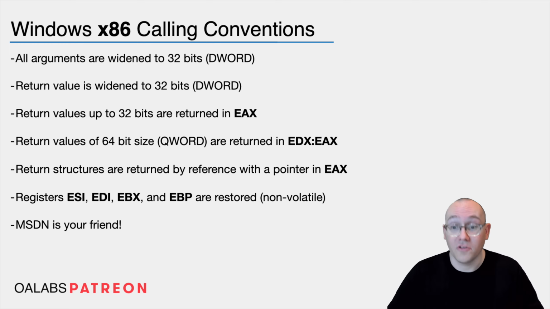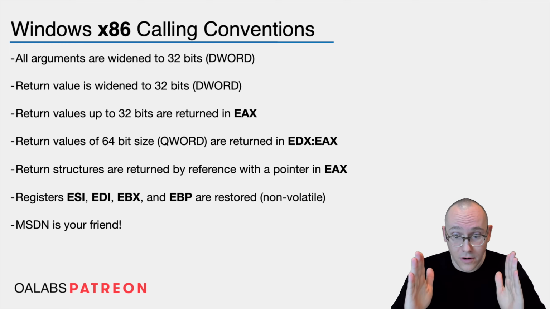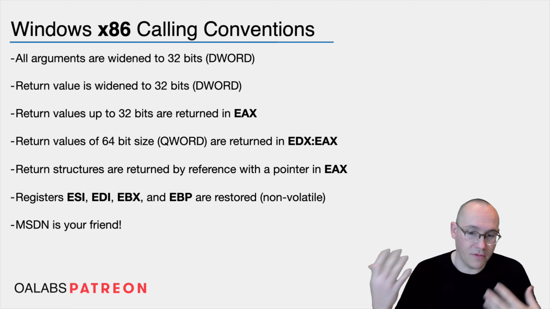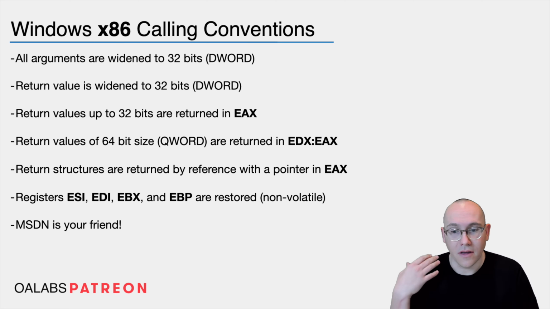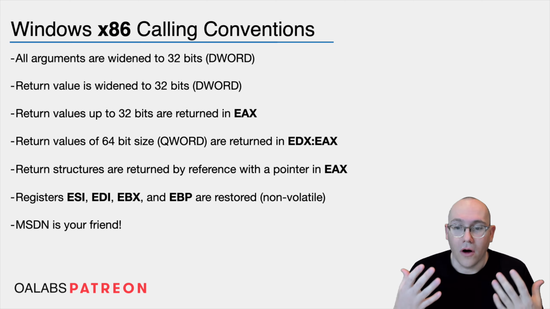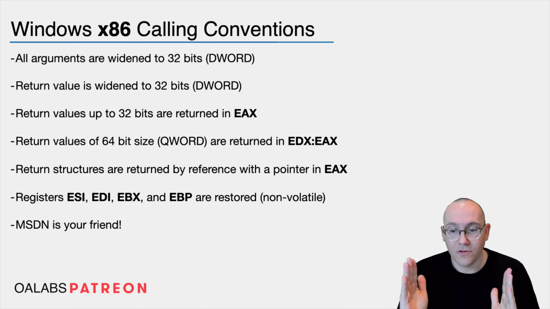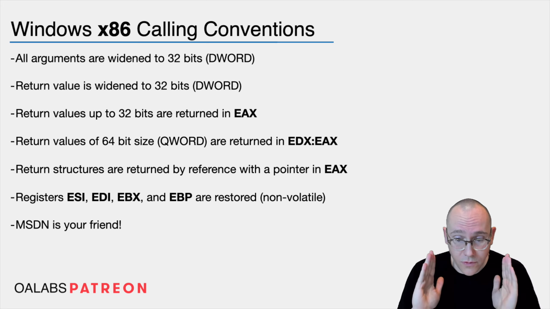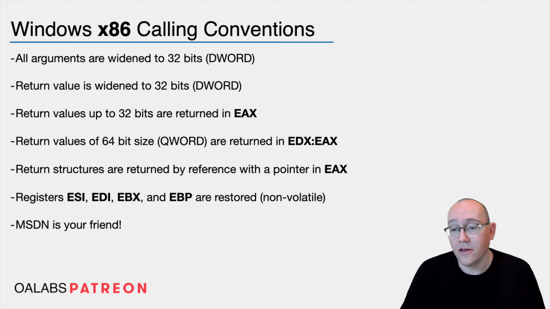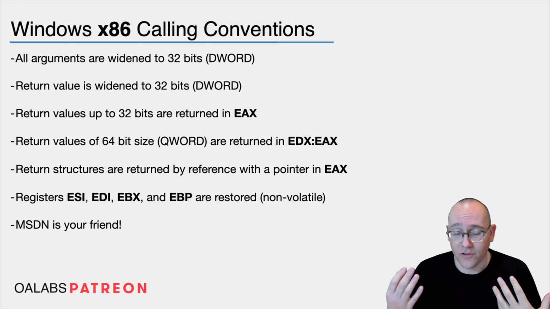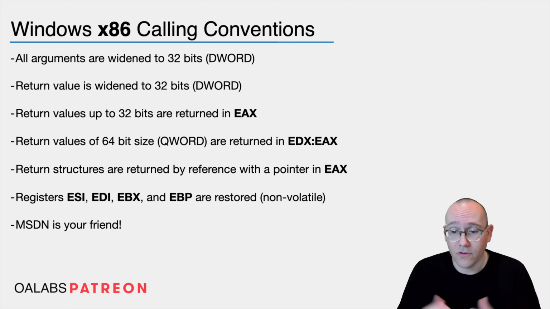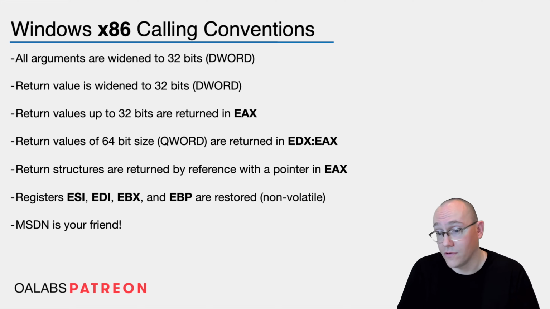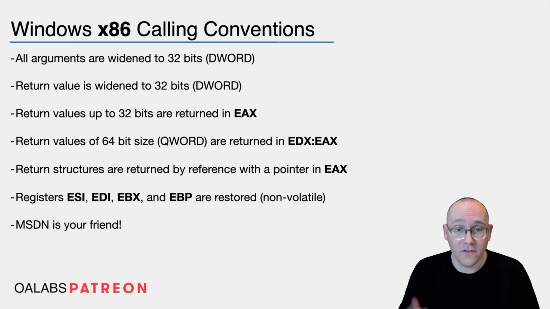all arguments are expanded to a 32-bit size, so a DWORD. Of course, this is because the processor, all the registers, etc., are expecting DWORD sized chunks of data. So all arguments must be expanded to DWORDs when they're compiled to assembly. The return value is also expanded to a DWORD size, and the return value is always returned in the EAX register. So you guys have seen many different tutorials when we're talking about API calls, and we're always looking at the EAX register for the return.